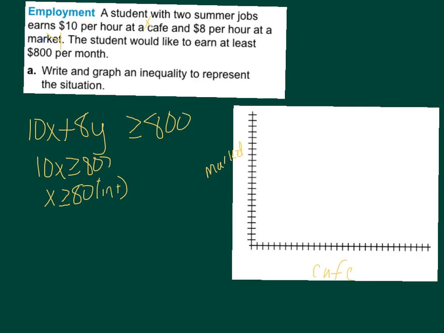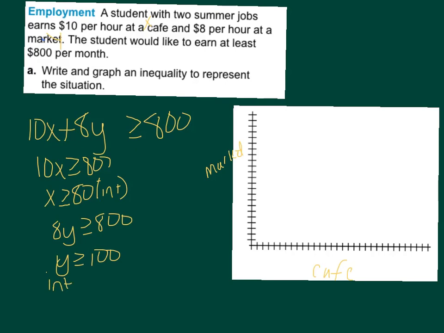Now let's find our y-intercept. I'm going to make x 0. When I make x 0, this whole term becomes 0, so I get 8y is greater than or equal to 800. So y is greater than or equal to 100. And this is my intercept.